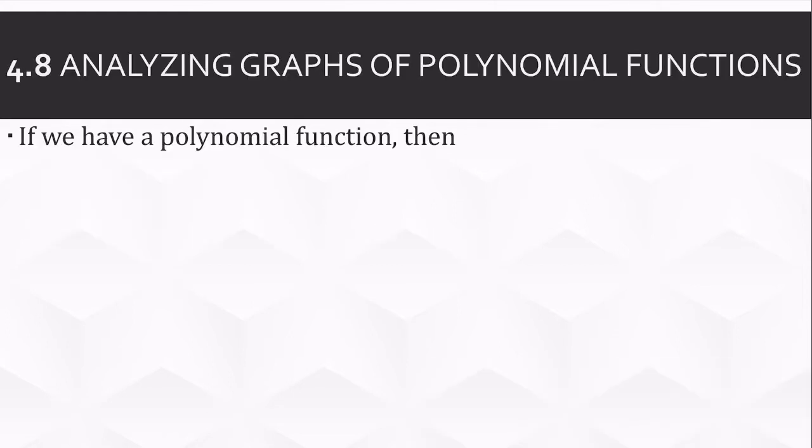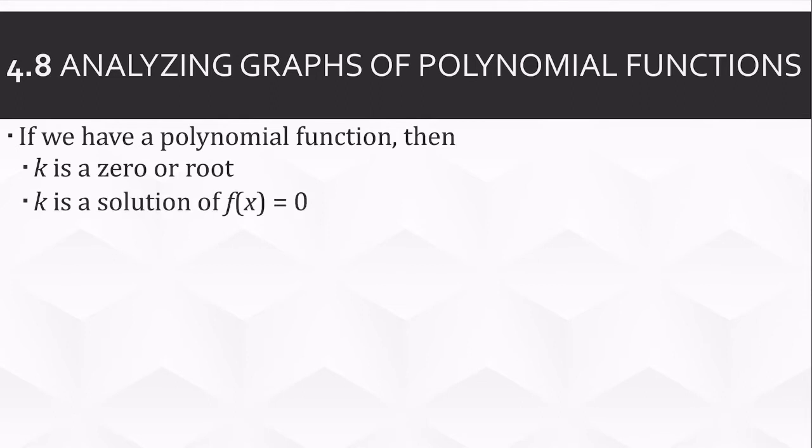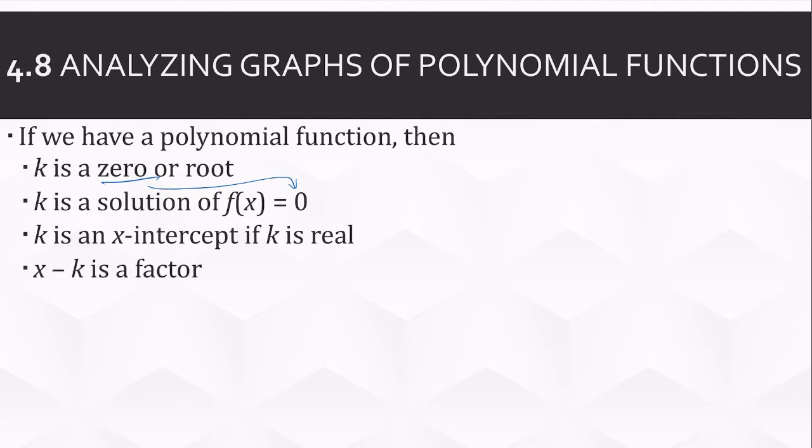If we have a polynomial function, then we know these four things. If k is a 0 or root, so k is a 0, then k is a solution for f of x equals 0. It's actually the definition of 0. It's why we call it a 0, because it makes the function equal 0. We also know it's an x-intercept if it's a real number, and that x minus k is a factor of the polynomial.